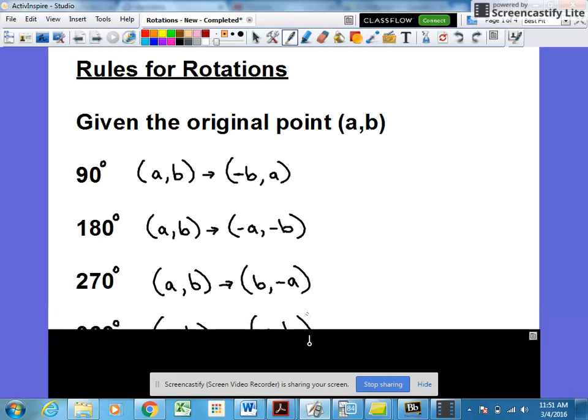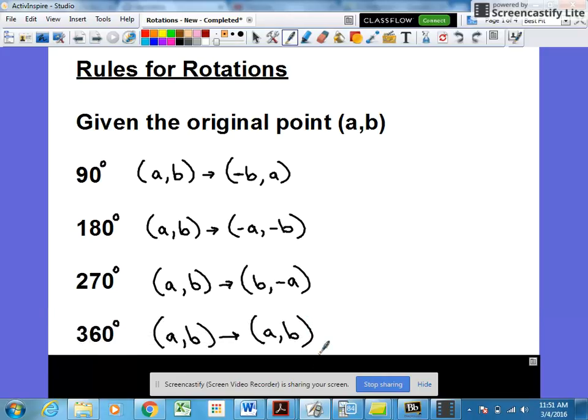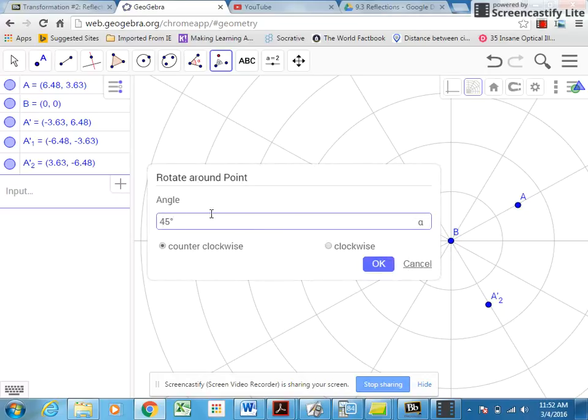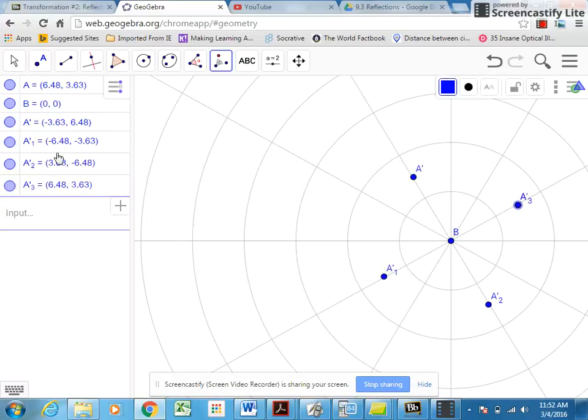Just to take that one step further, 360 gets you right back where you started. Take the opposite of y and make it x. That's a. Take x and make it y, and that's why you would arrive at your original position. So if I were to take a, rotate it around b, and this time do a 360-degree rotation, that's why we end up in the exact same place that we started.